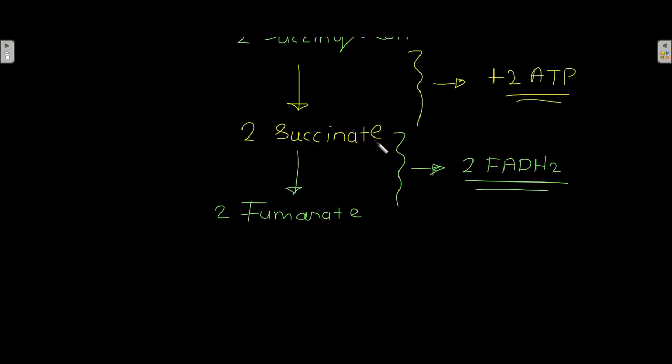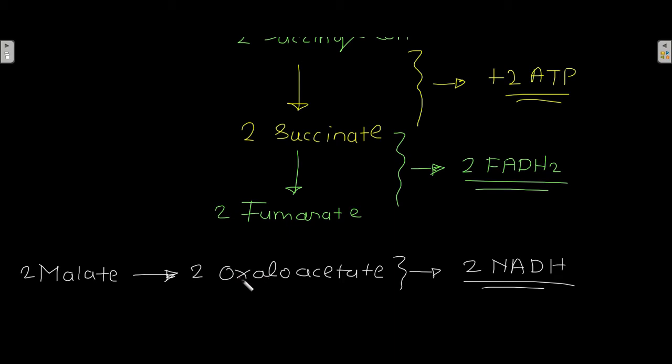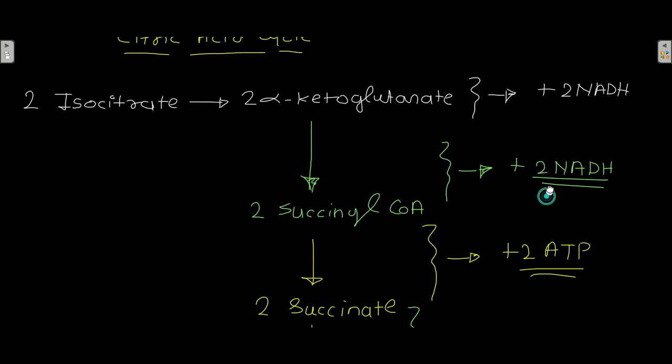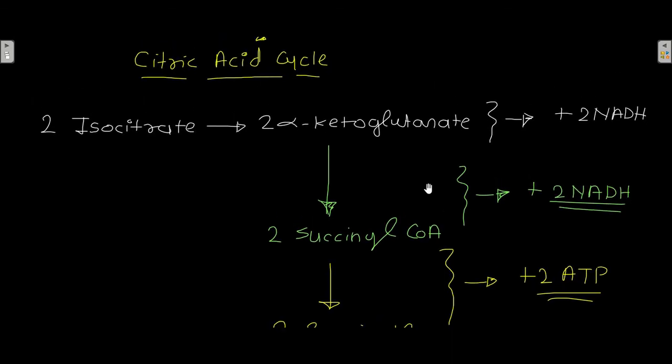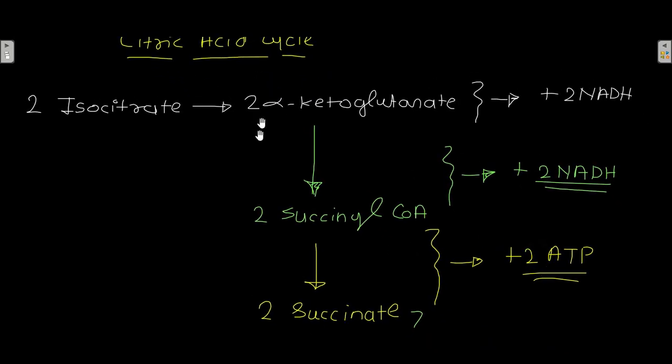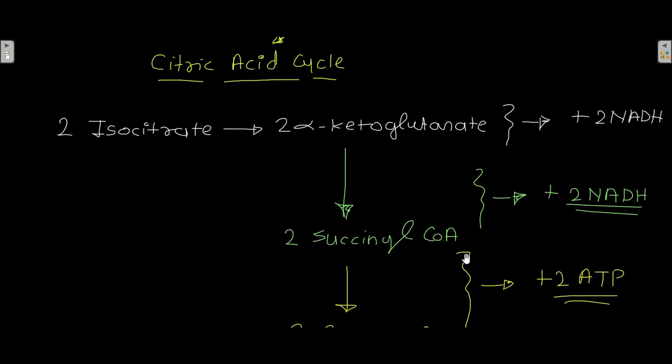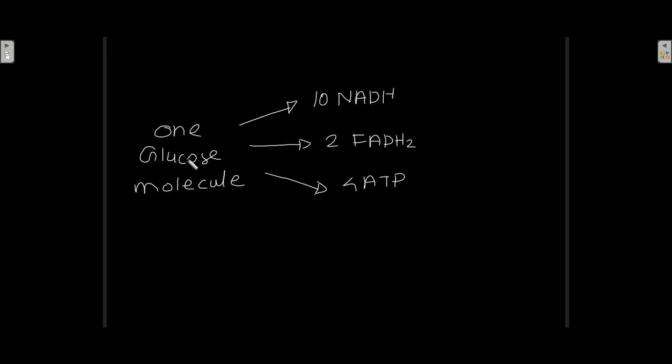And when these 2 succinate molecules give 2 fumarate molecules, in this reaction 2 FADH2 are produced. Okay, succinate giving fumarate produces FADH2. And finally, when 2 malate molecules give 2 oxaloacetate molecules, in that reaction also 2 NADH are synthesized. So 2 NADH here, then 2 NADH here, and 2 NADH here. So a total of 6 NADH molecules are synthesized in the citric acid cycle, 2 ATP molecules are synthesized in the citric acid cycle, and 2 molecules of FADH2 are synthesized in the citric acid cycle. So when one glucose molecule is subjected to glycolysis, then mitochondrial reactions, and then the citric acid cycle, this one glucose molecule yields 10 NADH molecules, 2 FADH2 molecules, and 4 ATP.